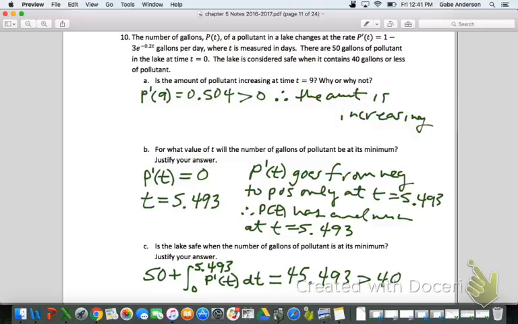P prime we got, right? P prime is definitely not linear, so an investigator is going to use a tangent line to approximate. Boy, that sure sounds scary to me, approximating pollutant in a lake and using that as a basis for swimming in it or not. An approximation, really? But that's what this guy's doing. So he's going to be using a tangent line approximation based on T equals 0.